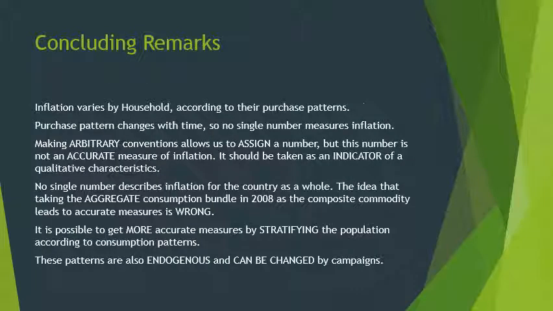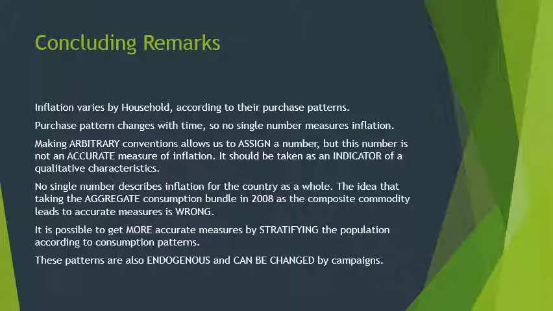So in conclusion, we see that inflation rate varies by household. Each household can have its own inflation rate according to its purchase patterns. These purchase patterns also vary with time, so there is no single number for inflation even for one household, because if the purchase pattern changes, then you don't have a single commodity which is being priced.